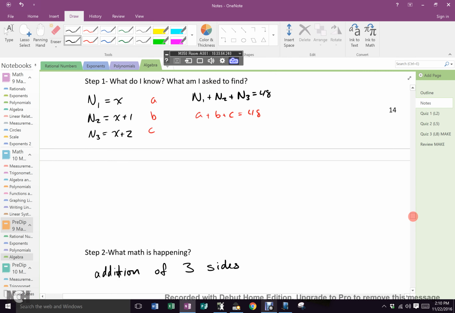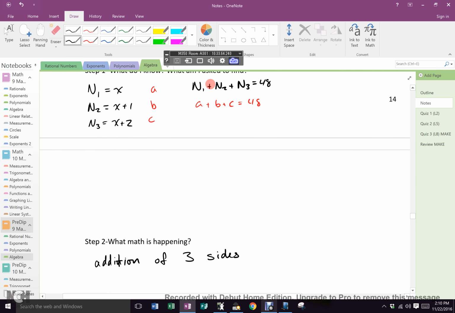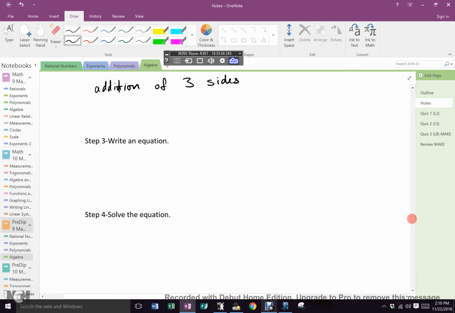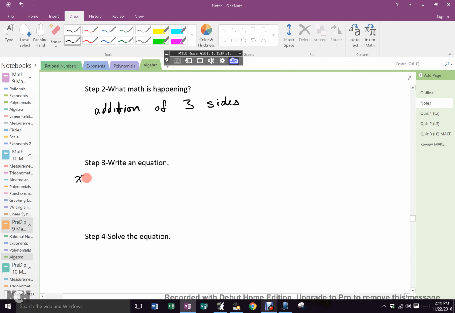You guys have it written down on the same page. The black is Josiah's, the one unknown. So what would it be? N1 plus N2 plus N3 equals 48. So what do we have? X plus X plus 1 plus X plus 2 equals 48.